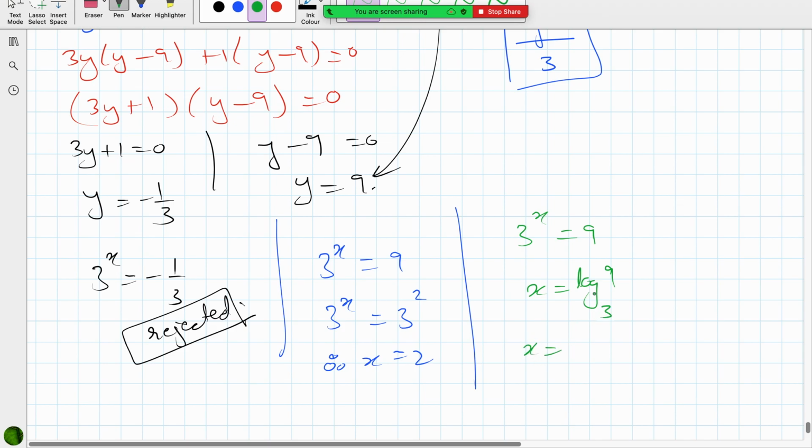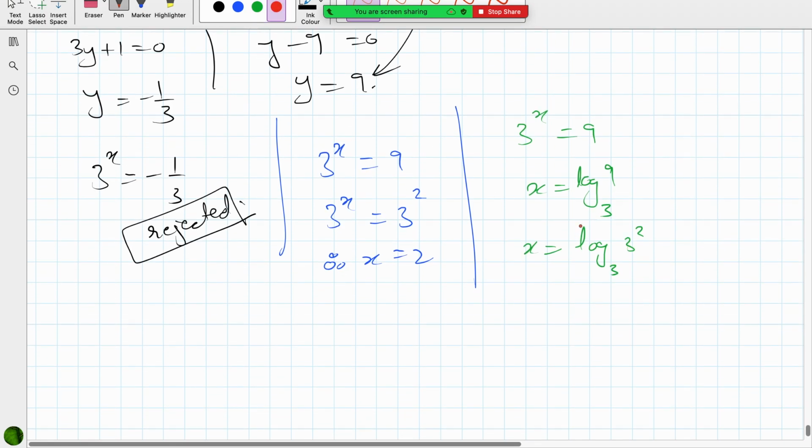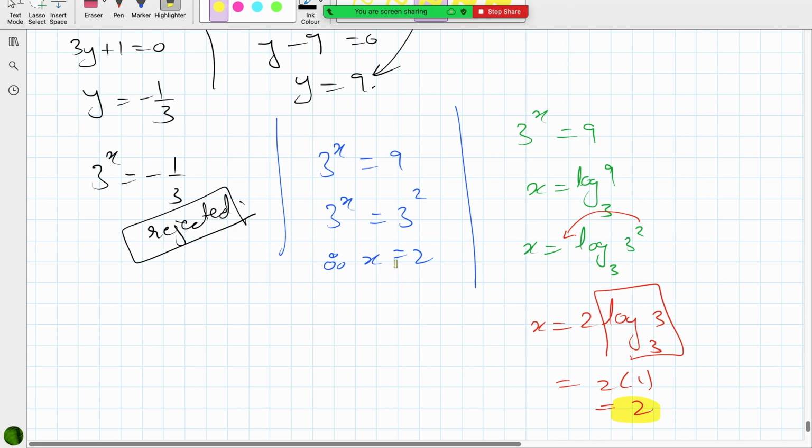Now, using the rules of logarithms, may I write this as log 3 square to base 3? Then bringing this 2 outside using power law, this is 2 log 3 to base 3. Now log 3 to base 3 becomes 1. So that is 2 again. So 2 and 2, no matter how you do it, your final answer will be same.